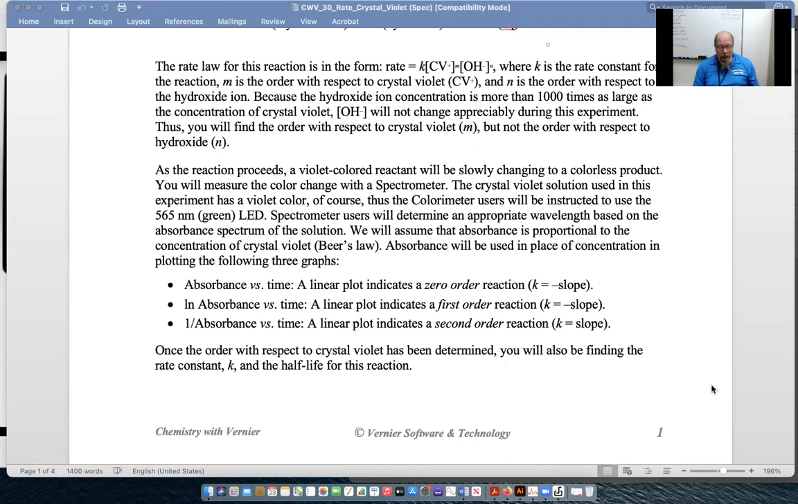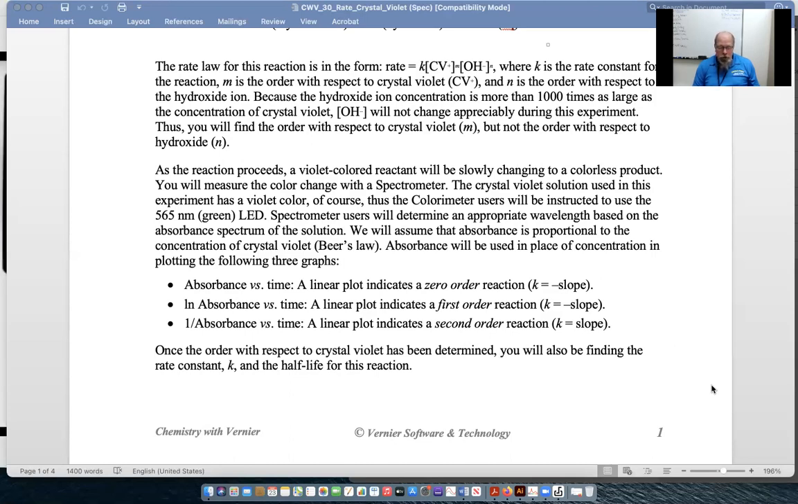If you take a natural log of the absorbance, which indirectly is like taking the natural log of the concentration, it's proportional to that versus time. If that is a linear relationship, a linear plot, then it's a first order. And then if you look at it where the inverse, 1 over the absorbance value versus time, is a linear plot, that usually indicates a second order reaction.